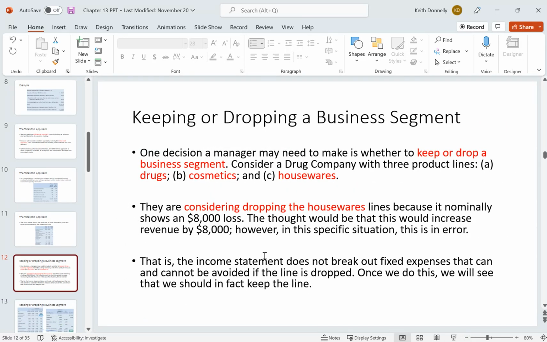Let me zoom out here. All right, so we're going to move into some of the different decisions we might have to make, because I said this chapter is about decision making.